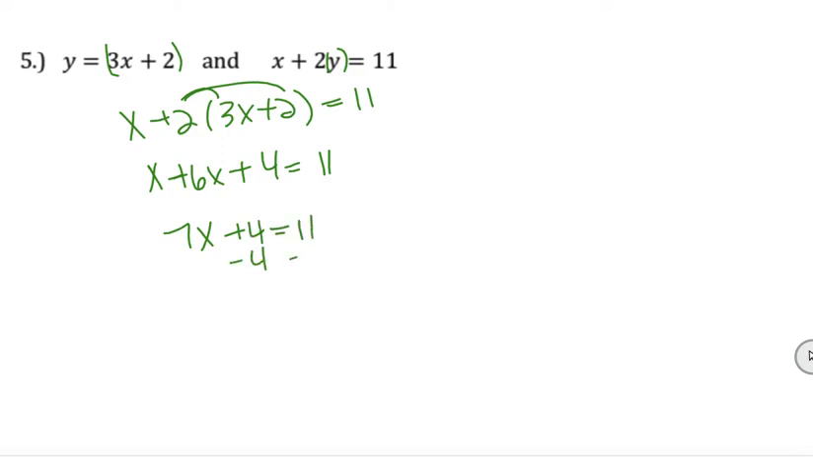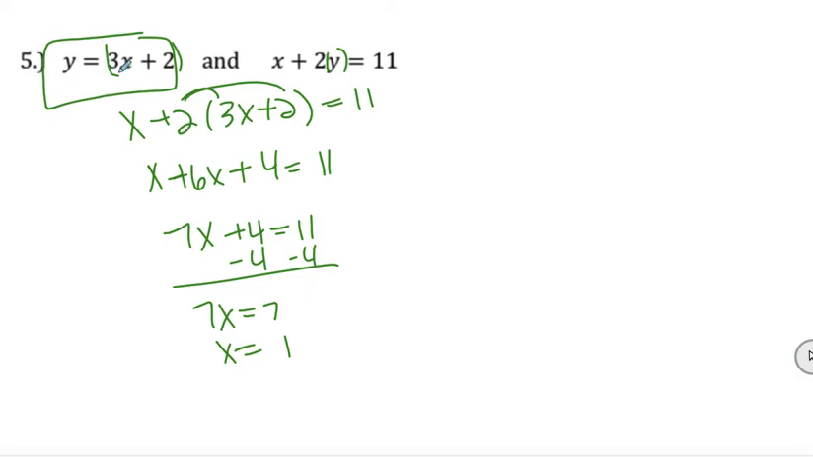Subtract 4 from both sides. Now we have 7x equals 7. Divide both sides by 7. X equals 1. So again, we used this equation to substitute originally. That's the equation I'm going to plug back into because that's going to quickly and easily give me my value of y. So 3 times 1 plus 2. 3 times 1 is 3 plus 2. Y is the value of 5.